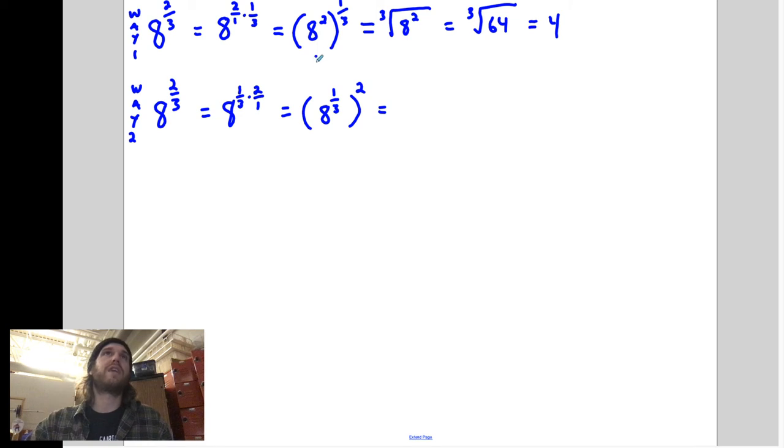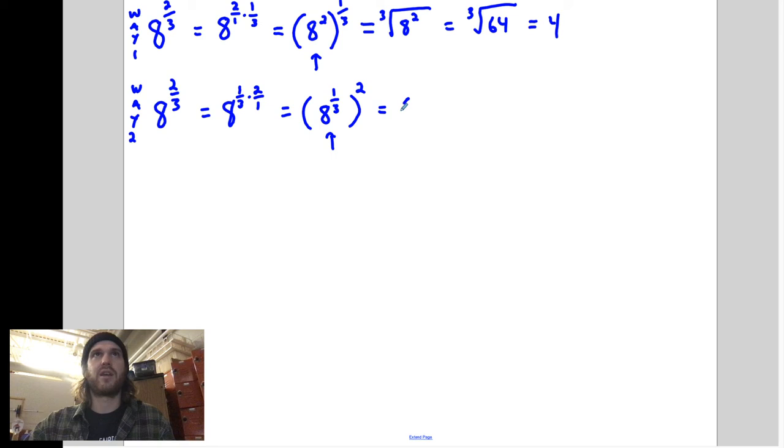Oh, so if we start on the inside, Mr. Slagle, are you telling me that I can take the cube root and then square it, and I'll get the same answer as if I square it and then take the cube root? That's exactly what I'm telling you. So that's how we process something that doesn't have a 1 in the numerator. It's going to involve us using an exponent at some point in the problem.